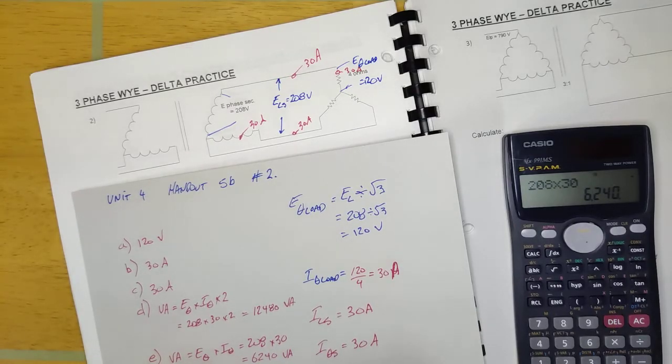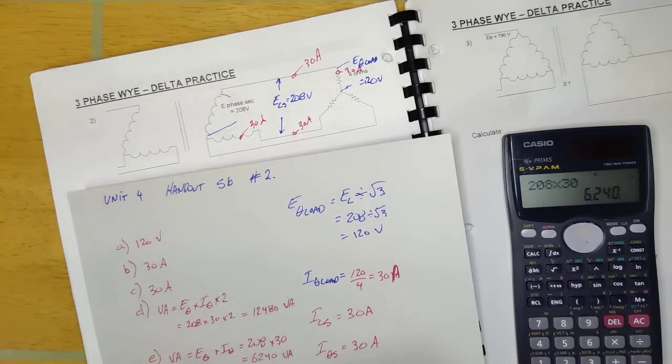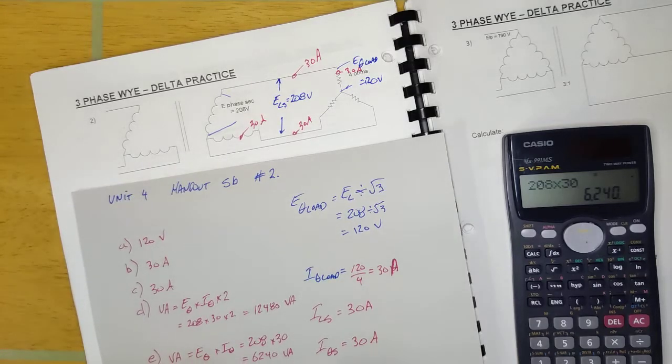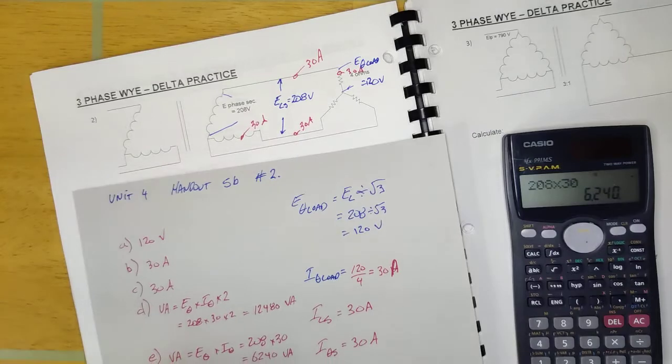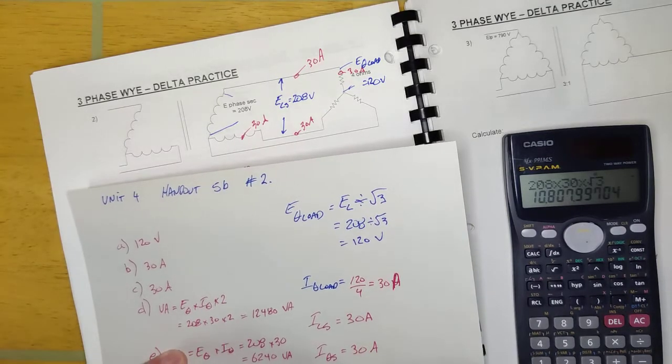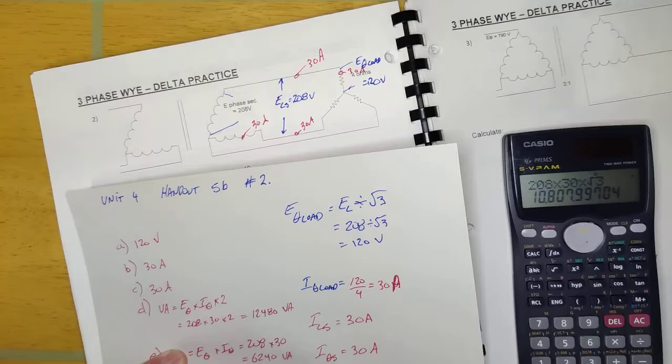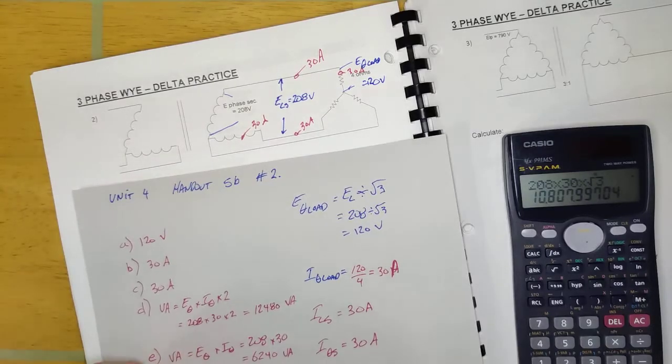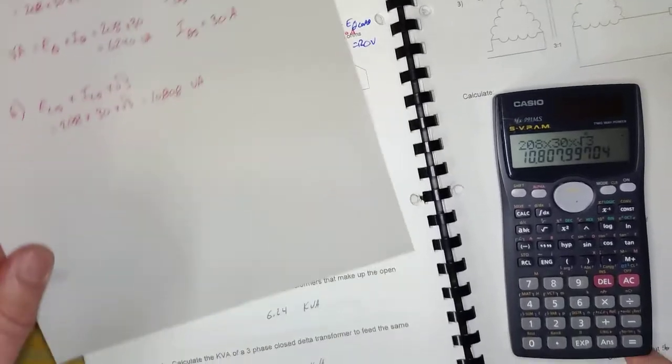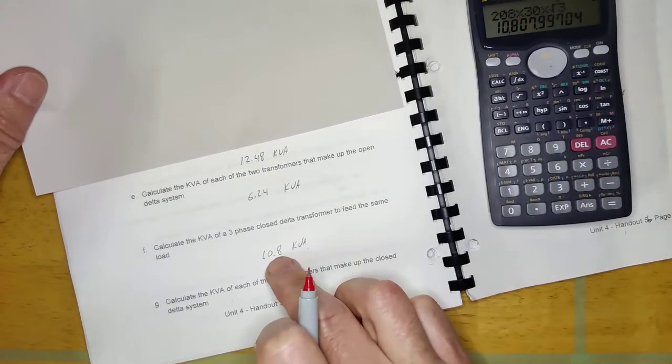So it's going to be 208, which is the line current feeding the load, times 30. Sorry, 208 is the line voltage feeding the load. 30 is the line current feeding the load, times root 3. Excuse me, and I know I'm going fast, but watch the video again, or slow it down, or rewind it, okay? Basically what I'm doing is I'm just calculating the VA of the load using E line, I line, root 3. Same way we have been. Comes to 10808 volt amps, okay, or 10.8 kVA, and there it is.